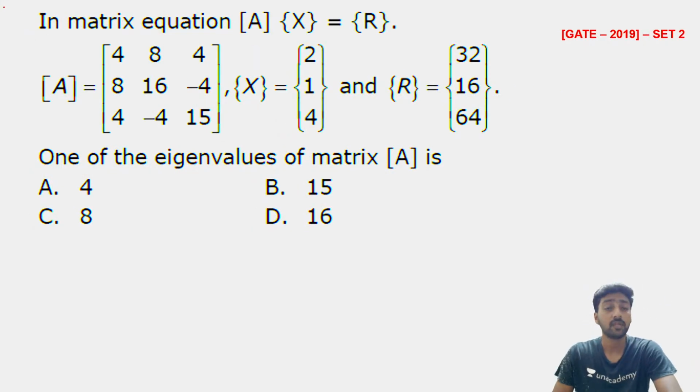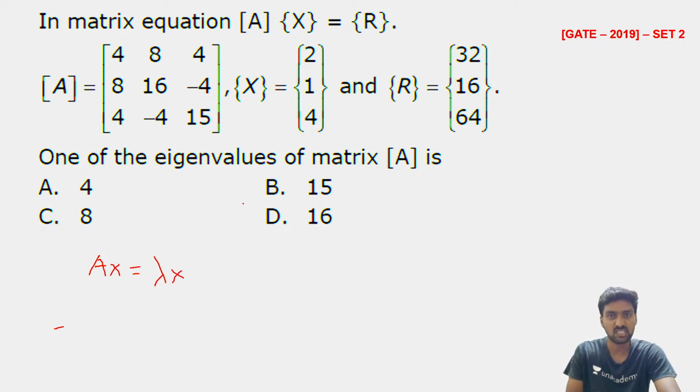Next, given a matrix A, if A into X is equal to R, what will be the value of one of the eigenvalues of matrix A? We are aware of it. It's completely formula based. Here Ax is equal to lambda x. They have mentioned it is equal to R. Therefore it is equal to R.